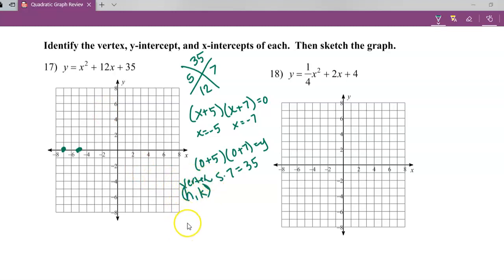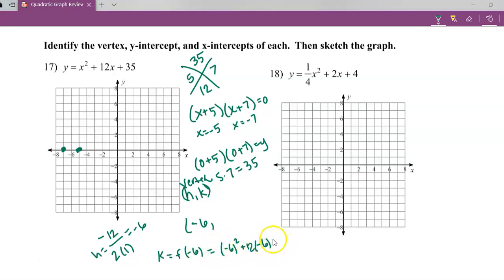So h is negative b over 2a. So negative 12 over 2 times a would be negative 6. So this is h. And to find k, we're going to take our function and evaluate it at h, which is negative 6. So negative 6 squared plus 12 times negative 6 plus 35.